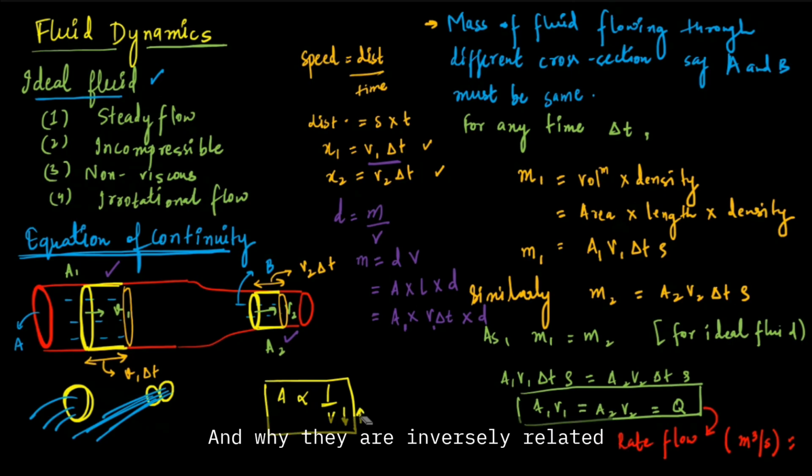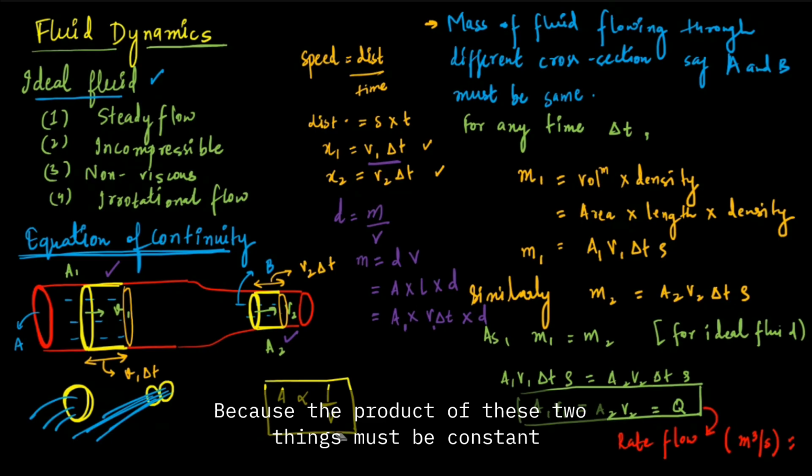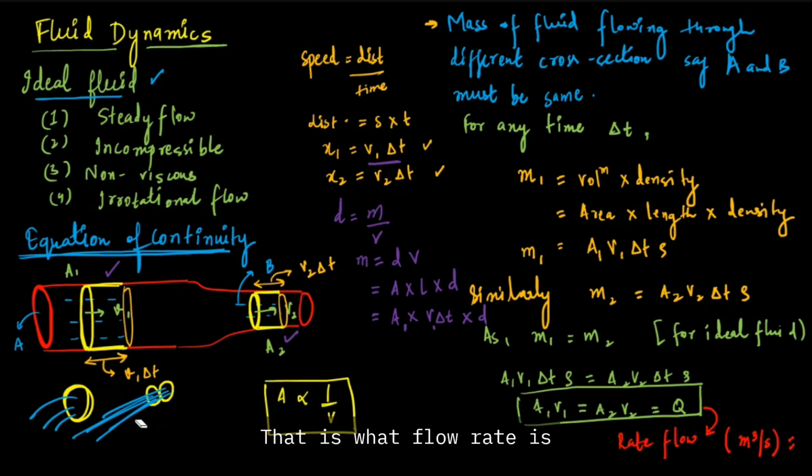And why are they inversely related? Because the product of these two things must be constant. That is what flow rate is. Oh, so when one goes up, the other must go down to compensate. Yeah. Okay.